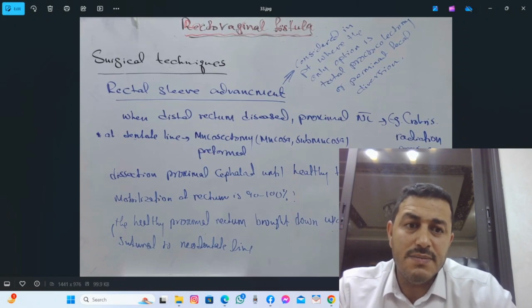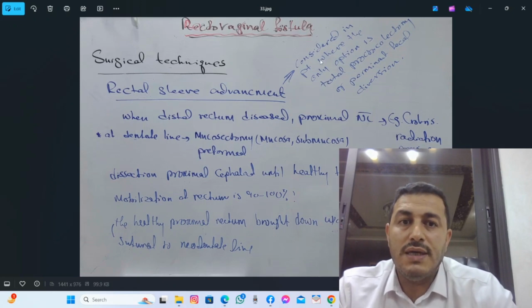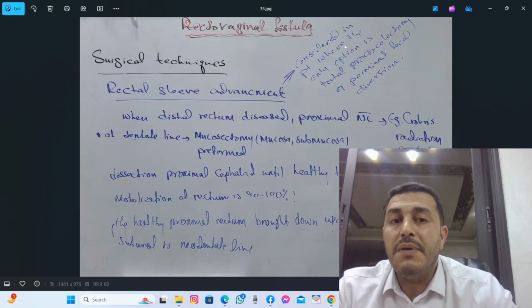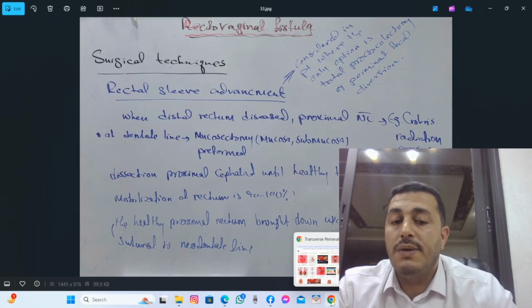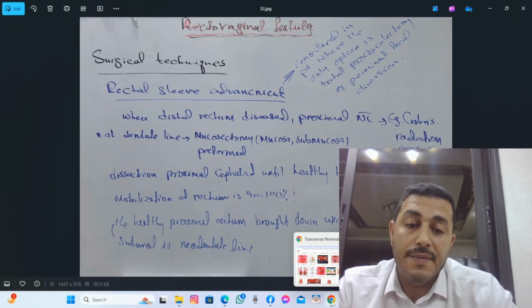Rectal sleeve advancement, we already talked about that. As you see, consider it in a patient where the only option is total proctocolectomy or permanent fecal diversion. So it's a step before proctectomy and fecal diversion.